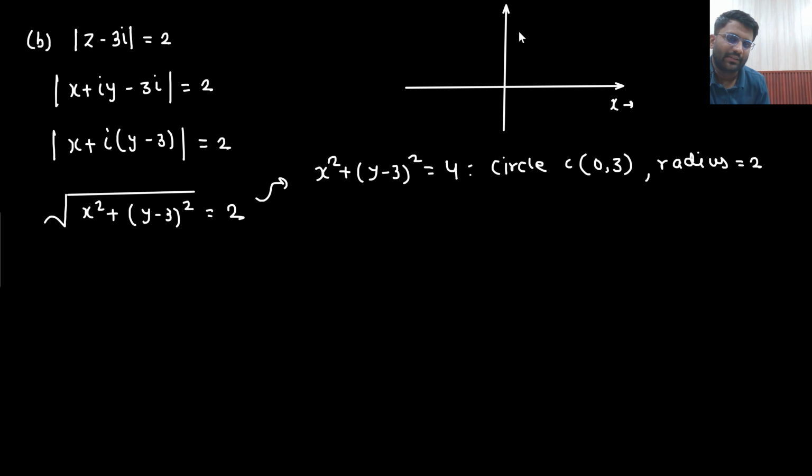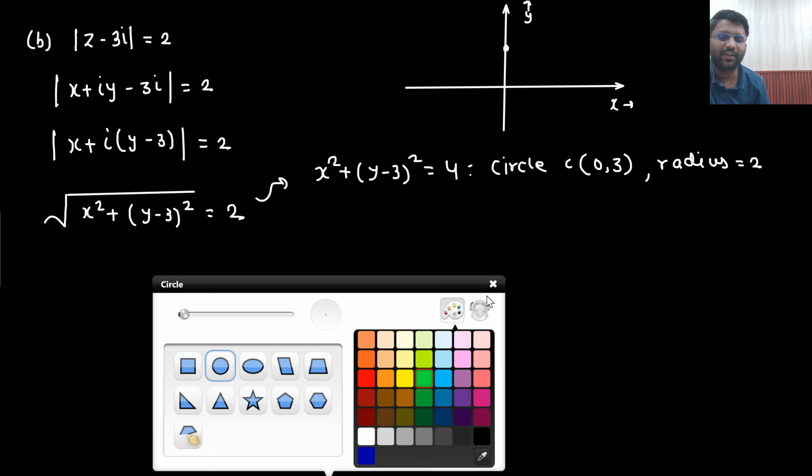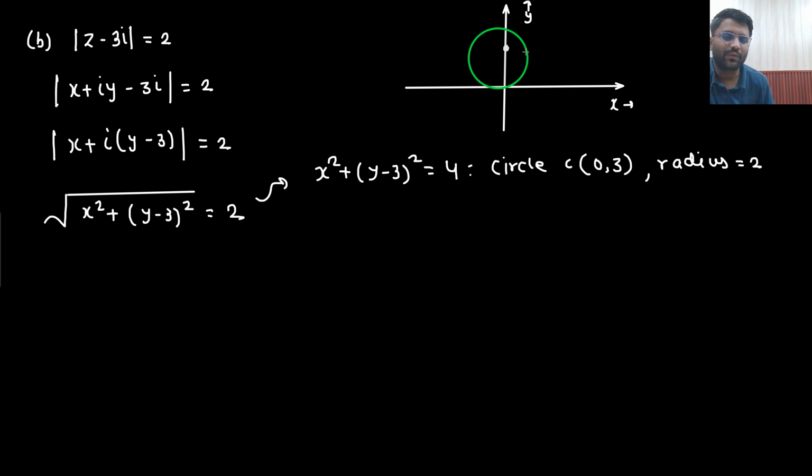This is your x-axis, this is your y-axis. Circle with the center of 0, 3, x equals 0, y equals 3, and radius of 2. Radius of 2 means 2 here and 2 here it will go. So can you draw the circle? This much aptitude, this much basic geometry, do you have the knowledge of this much geometry? This is how the circle would look like. Say yes or no.